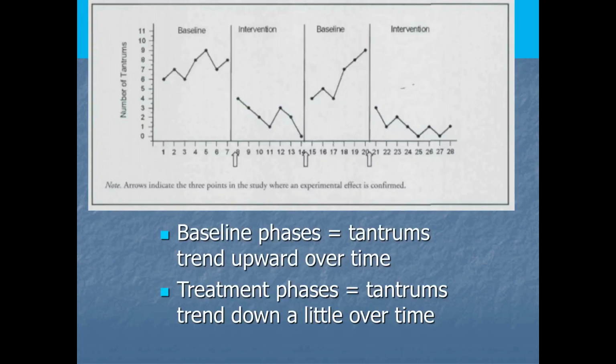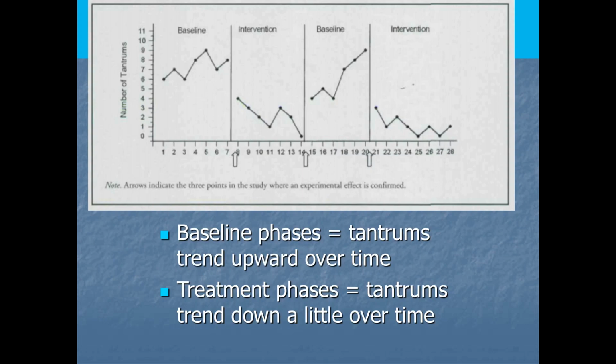Last example for trend, we're measuring here tantrums. So in the y-axis, you can see number of tantrums in a toddler. Here, the intervention seems to be changing the trend, right? In the baseline phases, tantrums trend upward over time, but in the treatment phases, tantrums are trending downward over time.